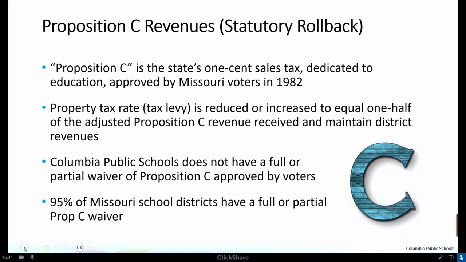So we take the Prop C revenues, and we'll walk through that calculation on the next slide. So we receive an amount in Prop C sales tax revenue in the previous year, and then the following year, we basically reduce our tax levy by an amount about equal to 1/2 of the sales tax revenue. Again, 95% of Missouri school districts have a full or partial waiver of Proposition C, but Columbia does not.